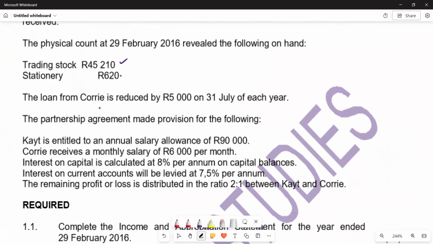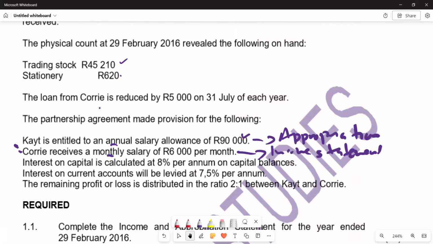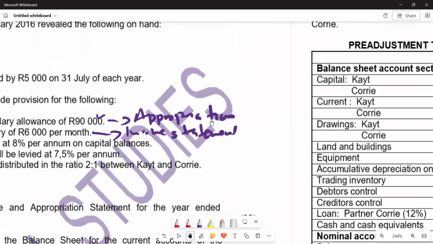If you go to the partnership agreement, you see that it reads Corey receives a monthly salary of 6,000 per month. Remember, when it's an annual salary like this one of 90,000, it's supposed to be adjusted in the appropriation. You don't adjust it in the income statement, but if it's a monthly salary of a partner, you're supposed to adjust it in the income statement. So we're going to put that one under less expenses. We say 6,000 times 12, and you're going to get your 72,000. So we go to the other section and include it.